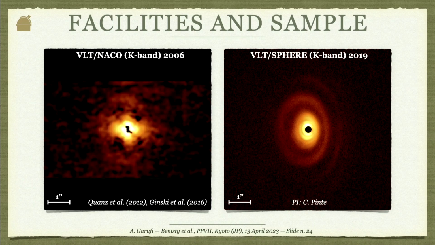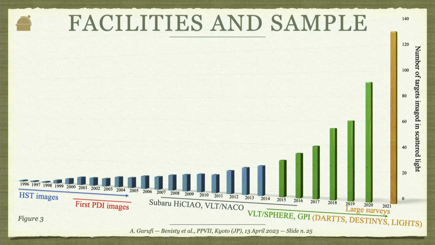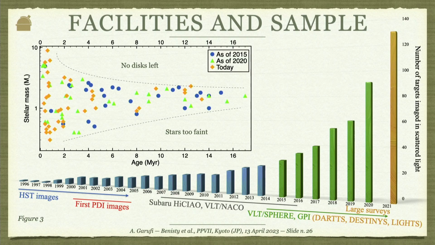This is another example that we wanted to put within VLT facilities, VLT NACO versus VLT SPHERE, same object, same spatial scale, same wavelength, where you can clearly see the quality significantly improved. It's not only a matter of quality, though, it's also a matter of quantity, especially because of large surveys that we could carry out with these telescopes. The number of individual disks being observed has dramatically increased, in particular after Protostars and Planets 6. Not only that, but also the coverage in the stellar parameters that we have now is much, much better.